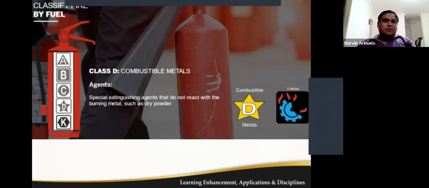Okay, so now we are in Class D, combustible metal. You can use sand, as we discussed, to suppress this kind of fire. And you can also refer to Section 6, Chapter 9 of the Fire Protection Handbook for information on combustible metal.